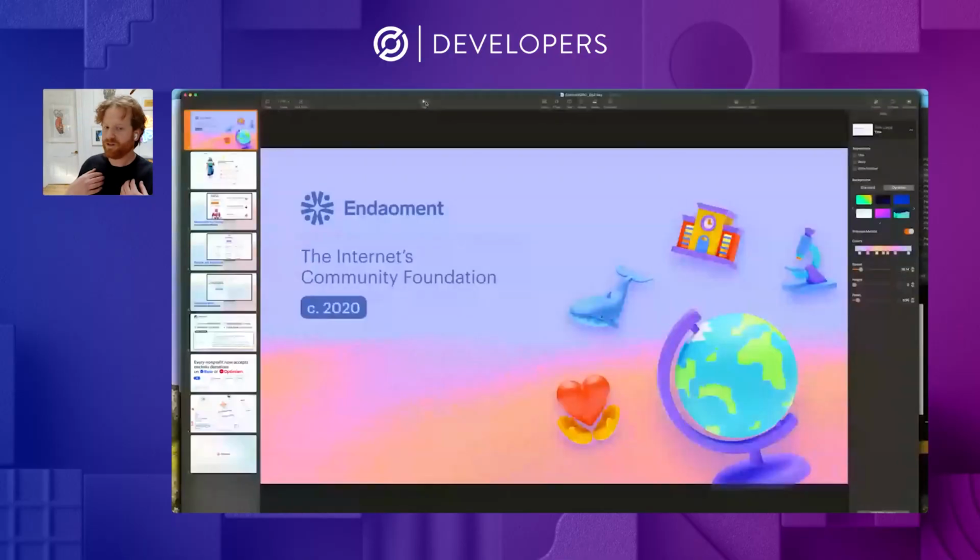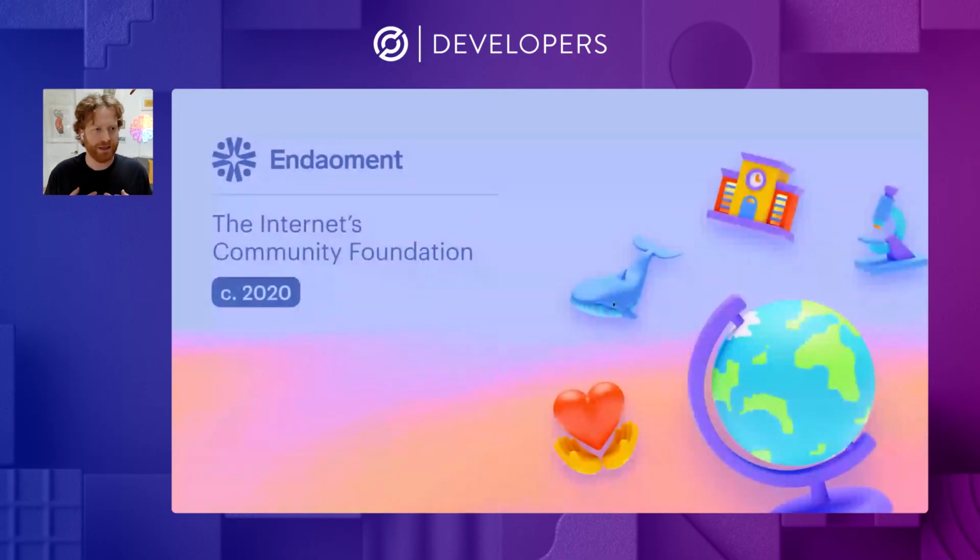So like I said, I'm from Endaoment, and Endaoment is a new philanthropic institution. We started in 2020, and we like to think of ourselves as the internet's community foundation. And because we're from the internet, we damn sure better have some developer tools in order to make sure that people can program in impact into their application.